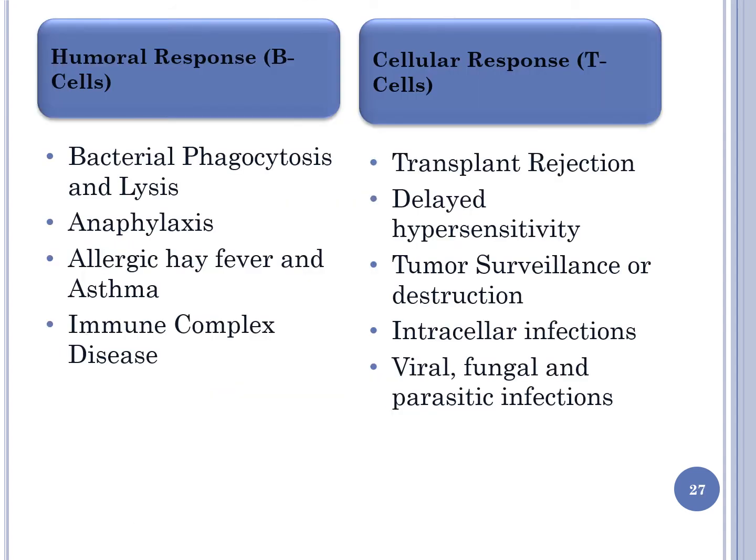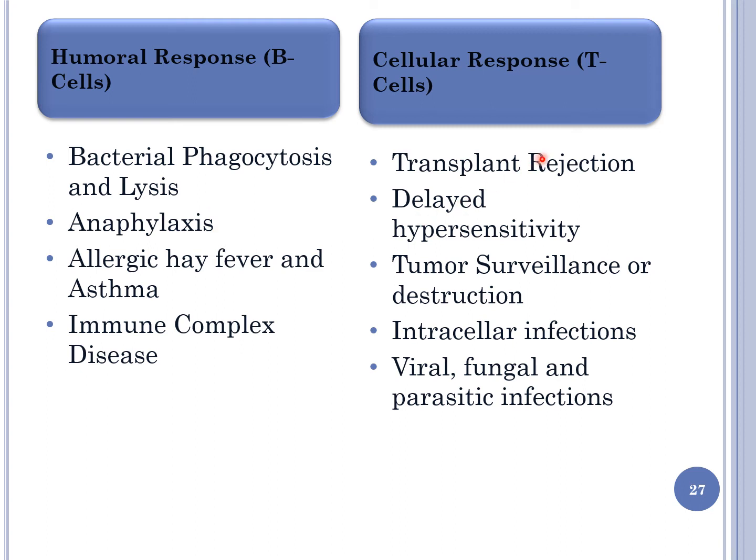All right, so examples of what a humoral response may look like in your body. Things like anaphylaxis, allergic hay fever and asthma, immune complex diseases, these would be considered humoral response types of reactions. And remember, in the humoral response, you have memory cells involved, you have plasma cells involved with the antibodies, and you know that it's a very specific reaction that's going on.